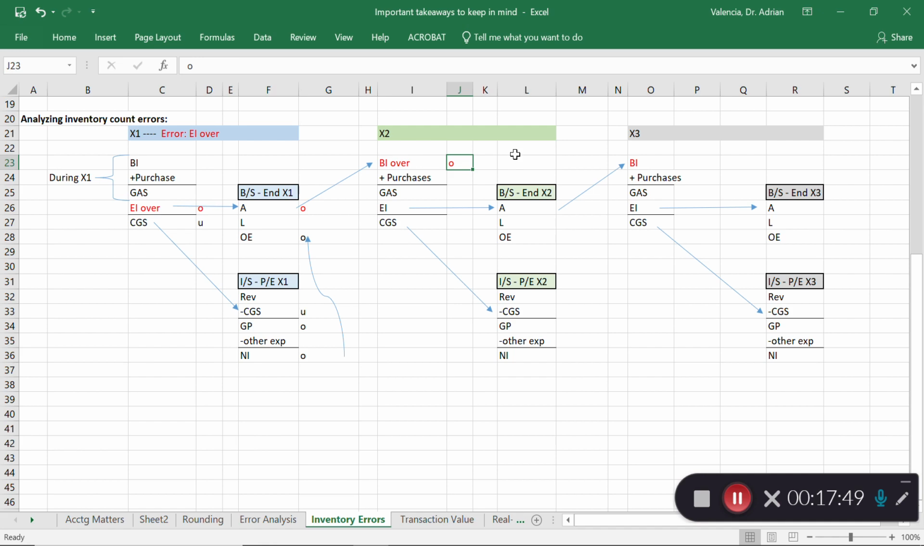Now, assume nothing else, and notice how I'm just tracking that one error I did through its life cycle. And now it's coming over here, and it starts here with a number that's higher than it should be. Nobody has discovered it. We do more purchases, and those are correct. Just assume this is correct. So my goods available for sale by default now is going to be overstated.